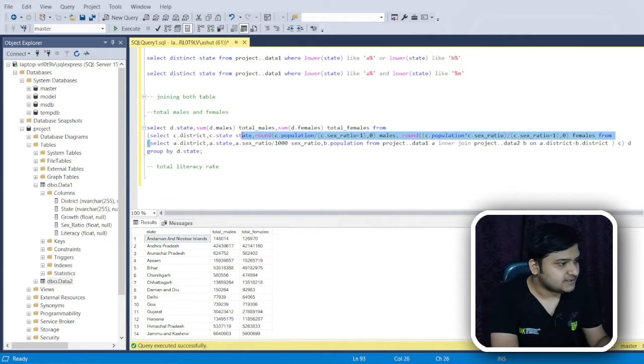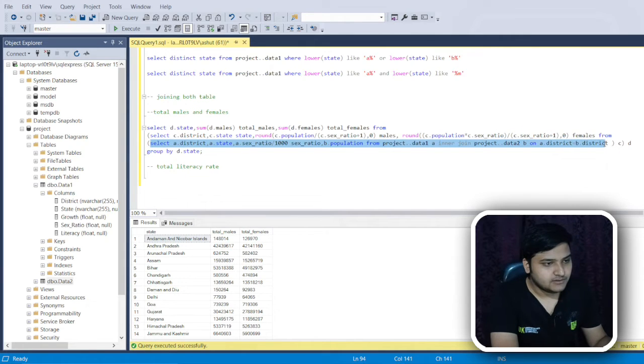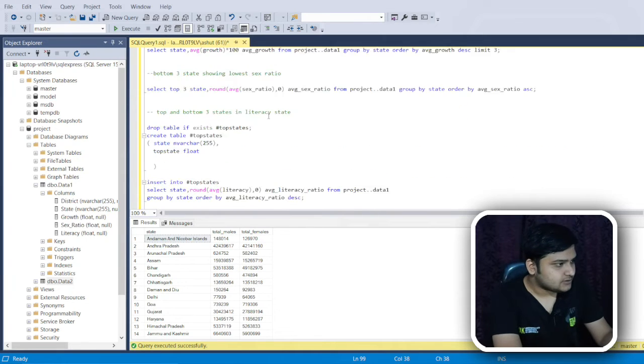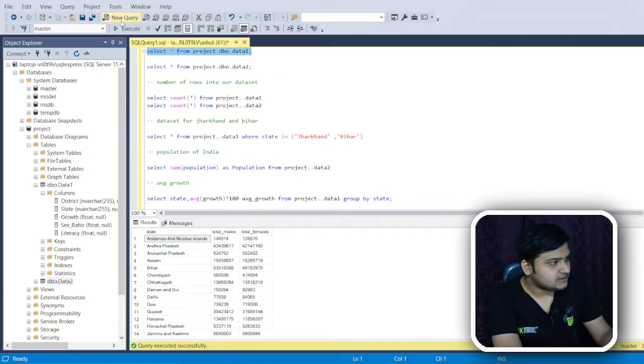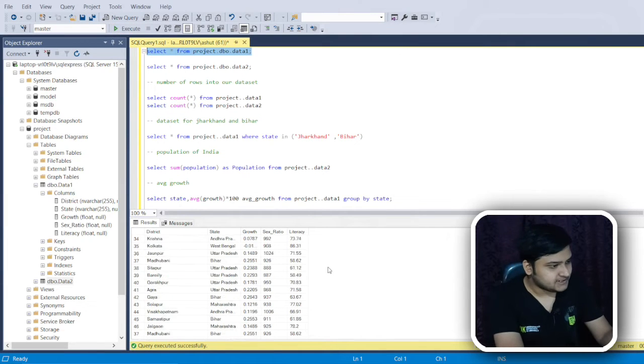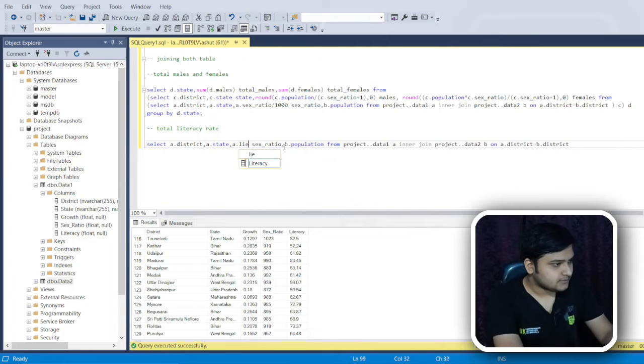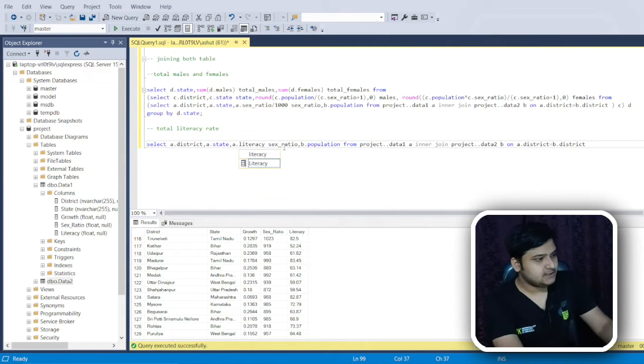So I would just copy this query from here and paste it below, and first of all we'll see in which table the literacy rate is present. So it is present in the table A itself. So I would just get this from here. So you can see what the literacy rate is.